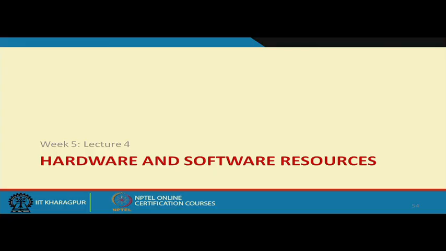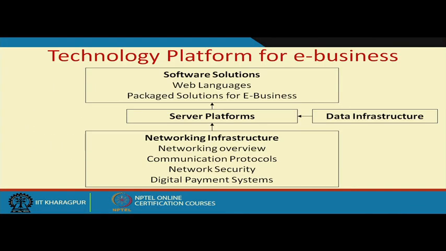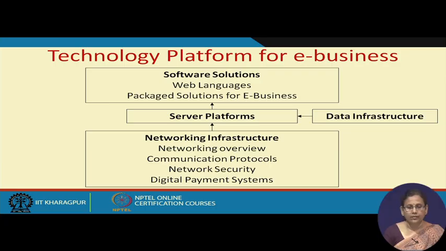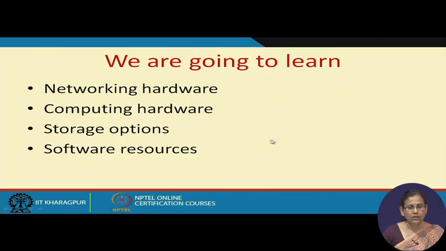So far we have been talking about the networking resources. If we look at the technology platform for e-business, in the networking infrastructure we have networking protocols, and along with that we have networking hardware. First we are going to talk about the networking hardware. Then we will talk about the computing hardware, various storage options, then the software resources.